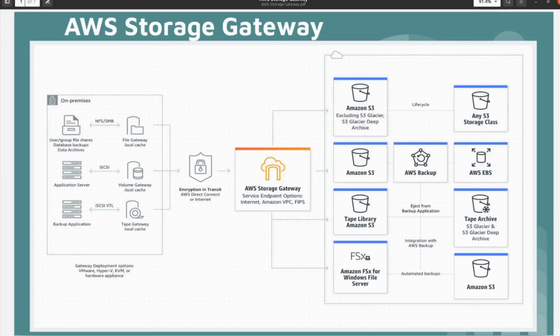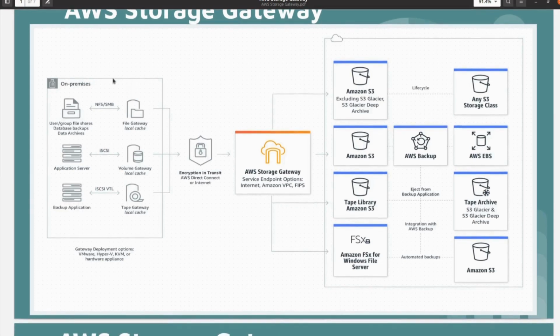Here we have an architecture showing how AWS Storage Gateway works. We have the on-premise infrastructure, and we are using AWS Direct Connect to connect with Storage Gateway. AWS Direct Connect is also a service offered by AWS to securely connect on-premise infrastructure to the cloud. Here we are creating our AWS Storage Gateway. You can host your Storage Gateway within a VPC to secure your data.